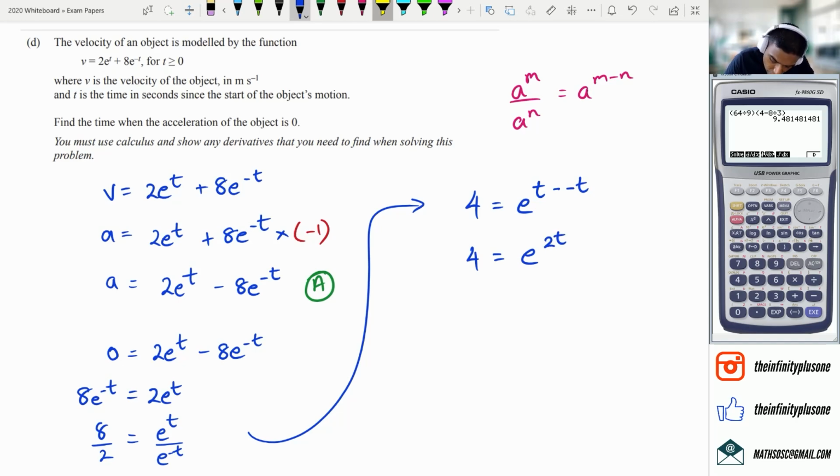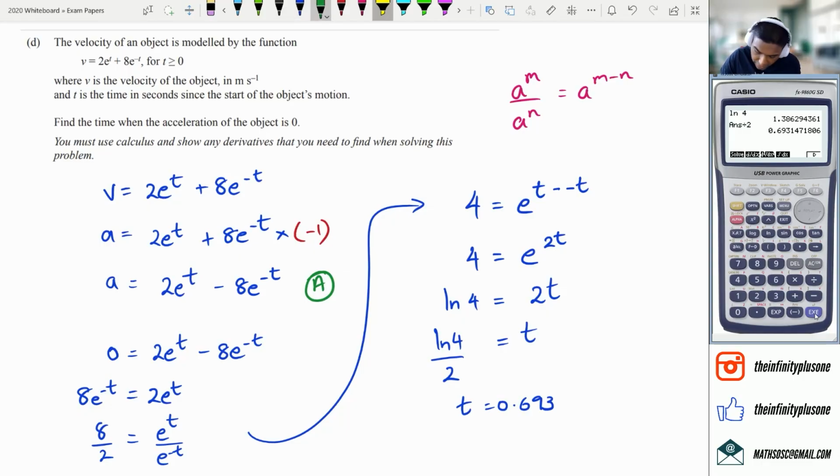And at this point, I'm going to take a log of both sides. So ln of 4 equals ln of e to the 2t, which is just going to be 2t, and t is equal to ln of 4 divided by 2. Now you can actually leave the answer as this, but if you want to be sure about it, then just chuck it in the calculator. So we've got ln of 4, divided by 2, which gives you 0.693 seconds. Seconds? Yep.